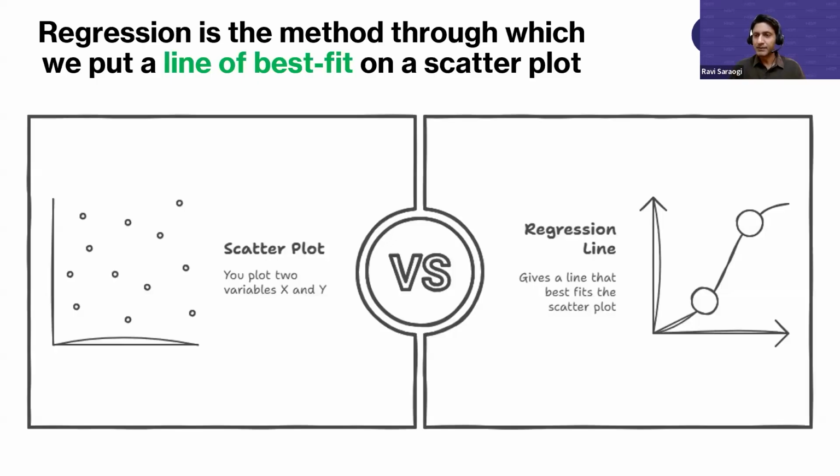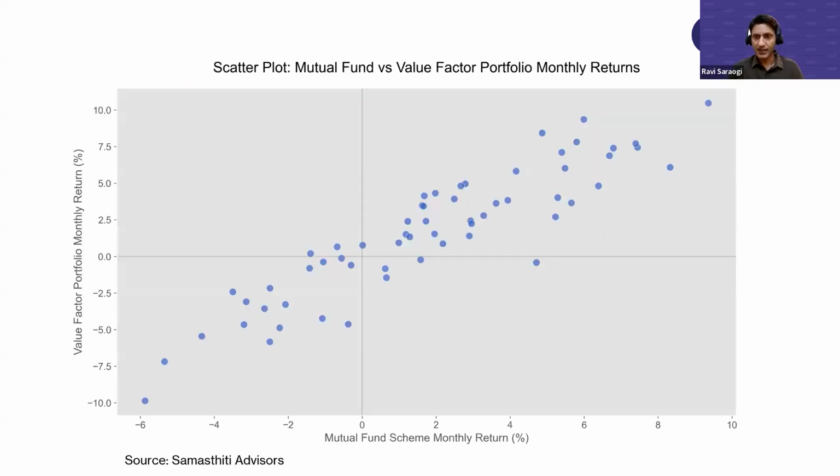So regression is simply a tool. It's like a ruler that helps you measure the relationship, the strength of that relationship, and the direction of that relationship between two or more variables. So that's all that there is to regression. And I think by now you would have probably guessed that the relationship we are interested in, in a factor-based analysis, is between factor returns on one hand and mutual fund returns on the other hand.